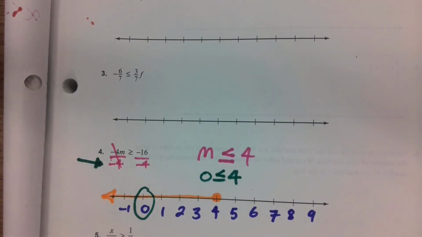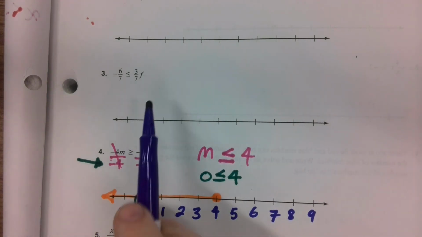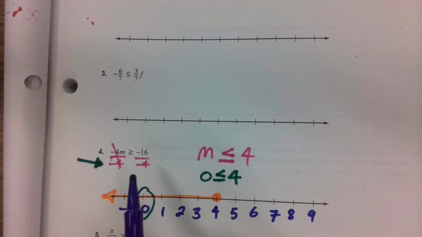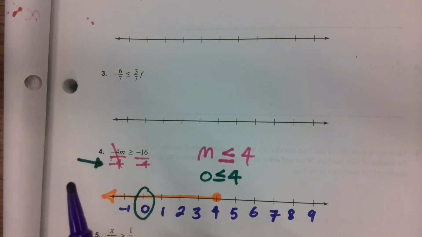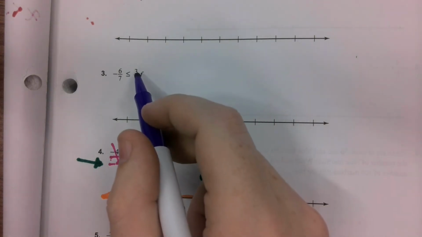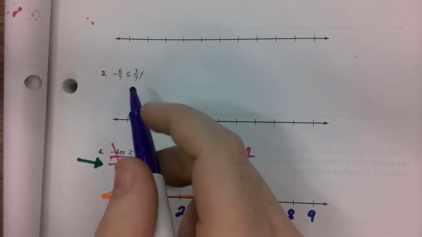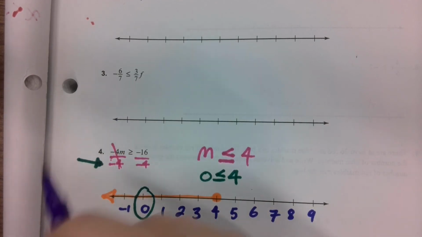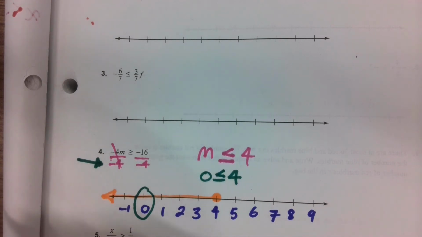For those who stuck around for this last little example, it's always good to just double check, especially when there are fractions involved. For this example here, we have negative 6/7 is less than or equal to 3 over 7 times f. Well, what's being done to the f that we need to get by itself? 3/7 is being multiplied. So, how do we get rid of multiplying by 3/7?